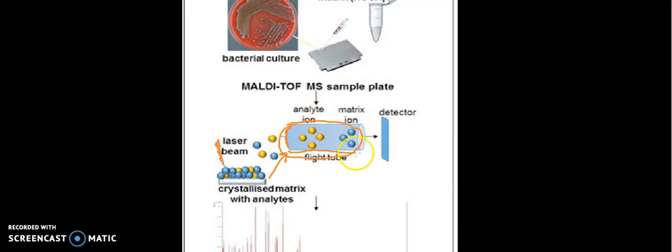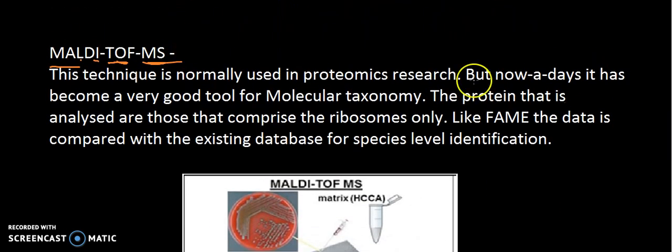they will take a flight from this place to this place, from cathode to anode, and while doing so, the higher molecular weight molecule will take a longer time and the lower molecular weight molecule will take a lesser time. Depending on that, the molecular analysis is possible. The mass can be detected. So this technique has been used.